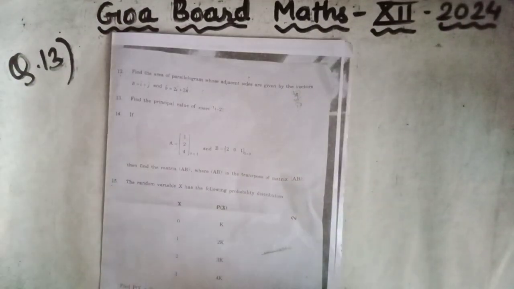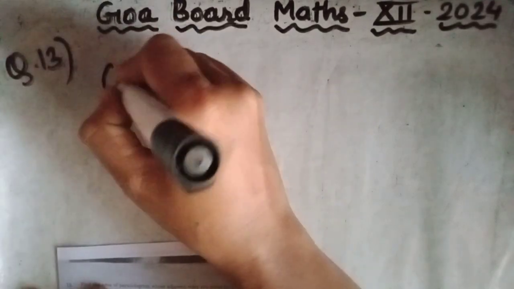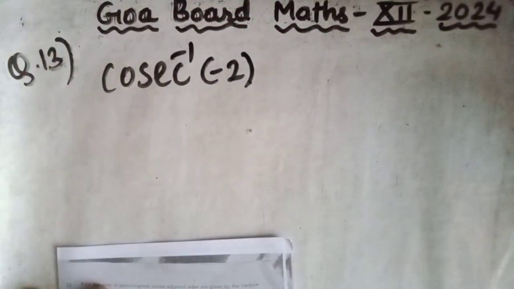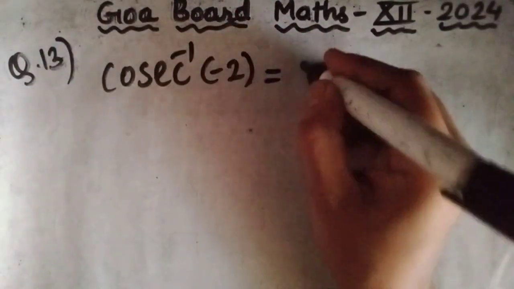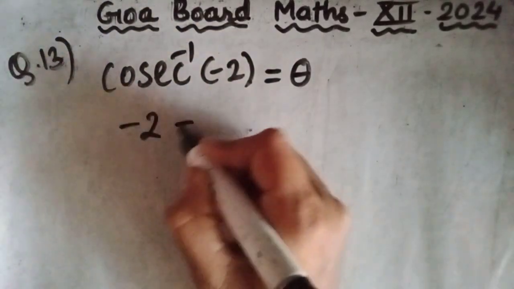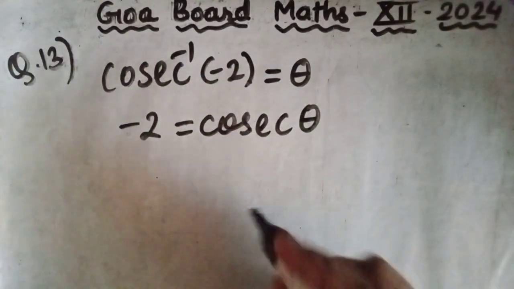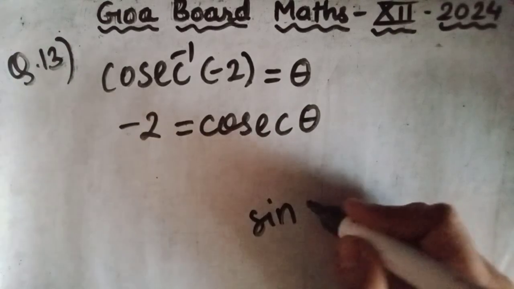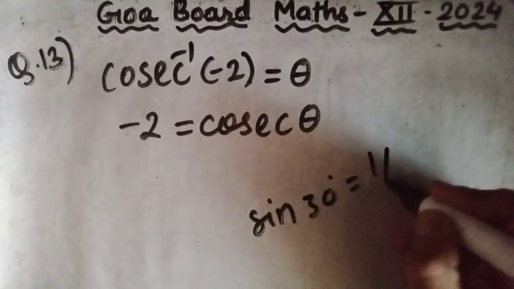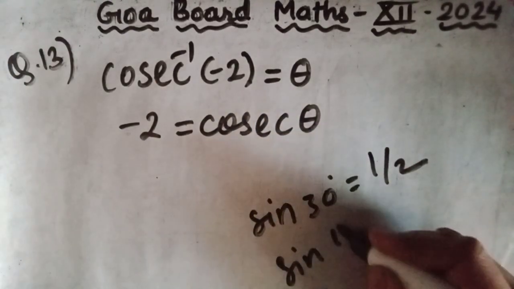Question 13, you have to find the principal value of cosec inverse of minus 2. Okay, cosec inverse of minus 2. Now we know that if we take this as theta, then minus 2 will be cosec of theta. Okay, now sine of 30 is half, right? That is sine of pi by 6 is half.